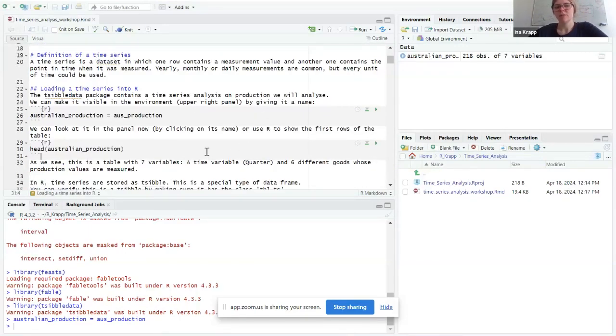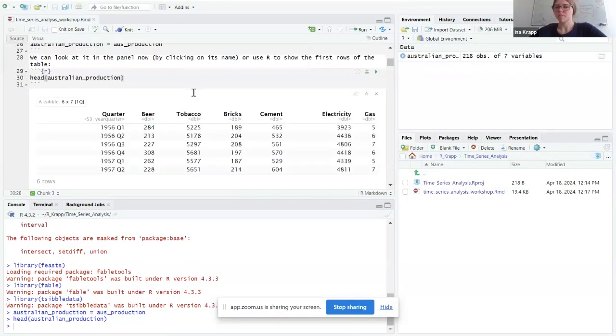We can also use R to show the first rows of this table, and I think this will make clearer how a time series could look like. So what we have here are goods produced in Australia, for example, how much beer was produced in Australia, how much tobacco, and so on. And the time information. In this case, the data set is quarterly. So for every year, there are 4 entries, one for the first quarter, one for the second, one for the third, one for the fourth, and afterwards, the next year starts.